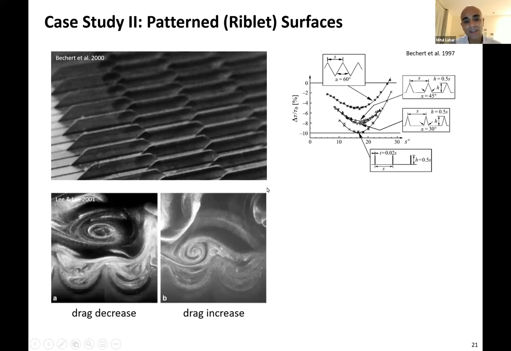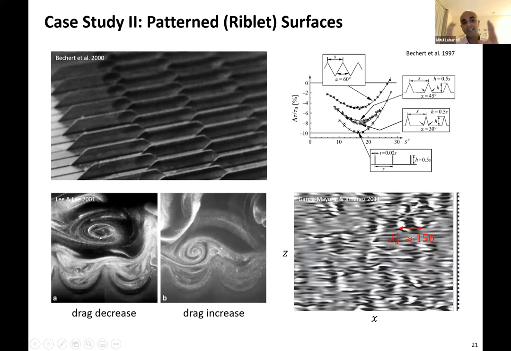Now, early work essentially attributed the degradation of performance to what happens very close to the riblet tips. For cases in which there was a drag decrease, a laminar flow was maintained within the riblet grooves, and the vortices, for example, the quasi-streamwise vortices, were pushed up above the tips of the riblets.